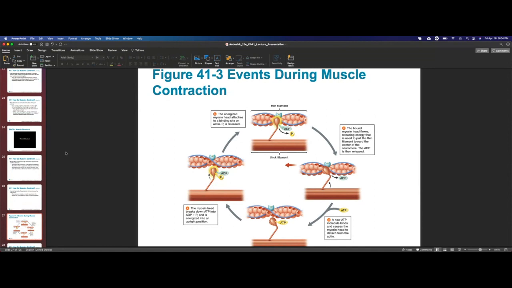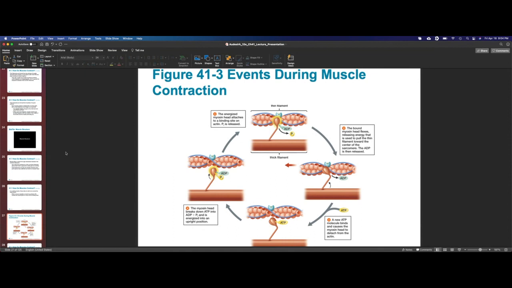And so here we have a cyclic view of a contraction. Once you have an energized myosin head, it's going to be using ATP. It's going to attach to the binding site on actin. So the myosin head will be attracted to the binding site on actin. Once that happens, the bound myosin head flexes, releasing energy that is used to pull the thin filament towards the center of the sarcomere.